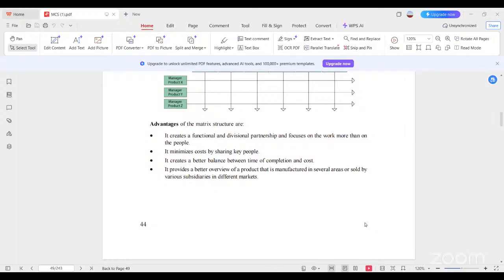So if a deadline is missed, what will happen? Both managers may be blaming each other. There will be a kind of conflict between managers. So functional and product managers may give conflicting priorities.